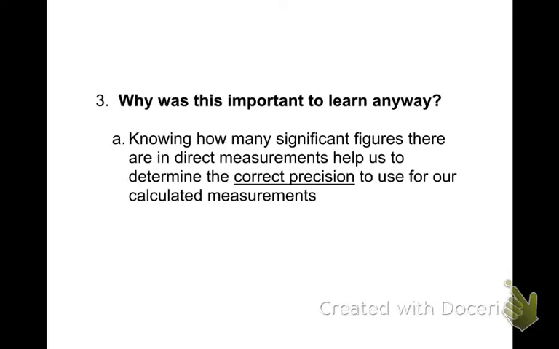Lots on that page. So the question is really, why do we have to even go through all of this? It's just a number. Well, knowing how many significant figures there are in direct measurements helps us determine the correct precision to use for our calculated measurements. Because we can't have an answer that's more precise than the instrument that we're using. It's just one of those things.